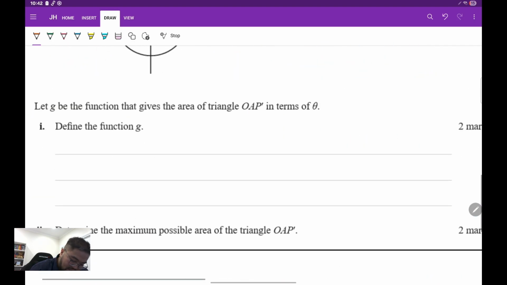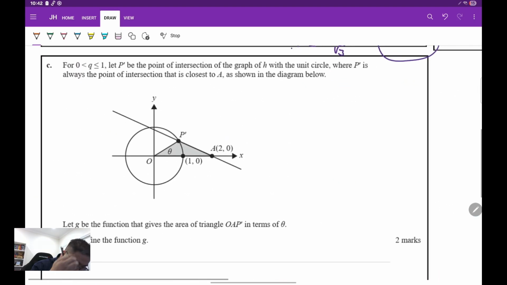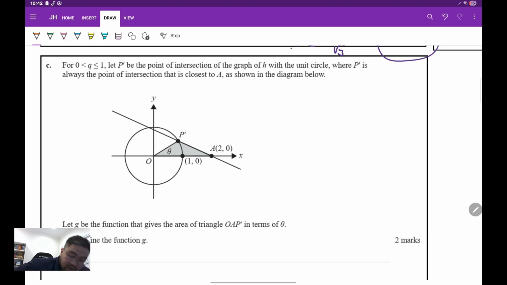All right, so this next part is saying for Q between 0 and 1, let P dash be the point of intersection of that graph, where P is always the point of intersection that is closest to A, as shown in the diagram below. Let G be the function that gives the area of OAP in terms of theta. Okay, so a couple of things I'm wary about: G, theta, and this P dash here.